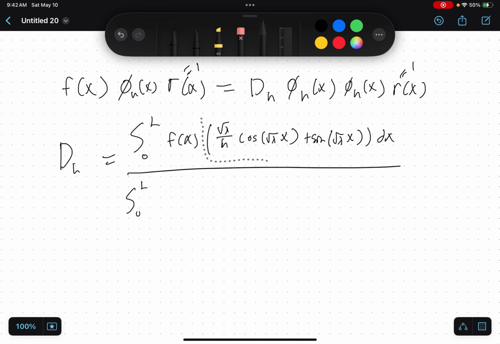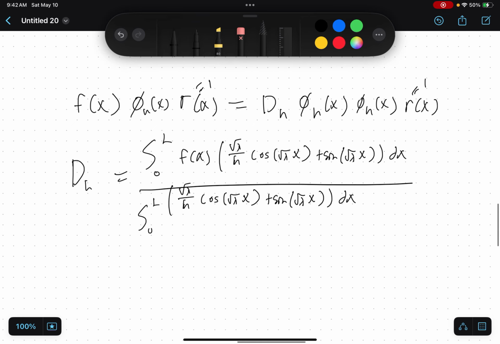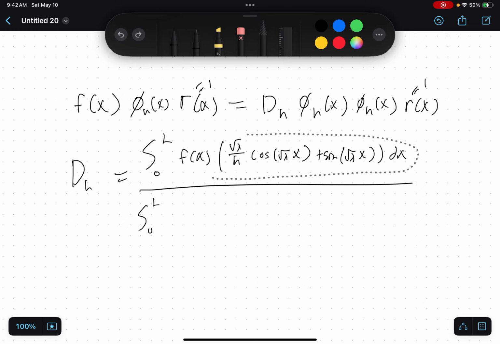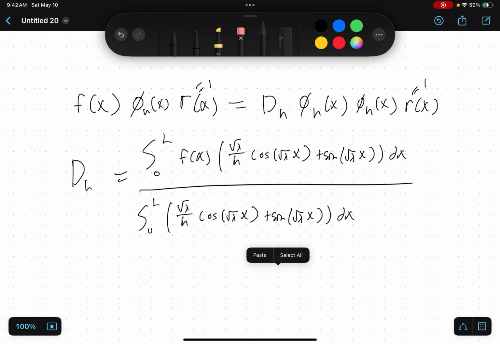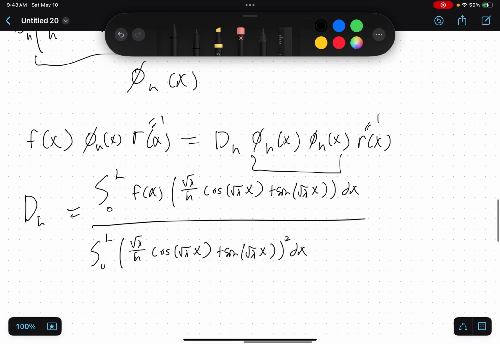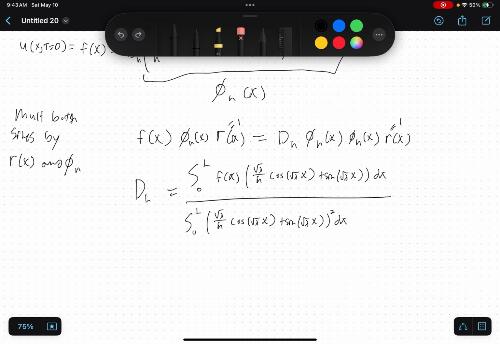Let's see, can I do this? Copy, paste. No. Dang it. I'm not gonna redraw it, I'm gonna copy it, even if I have to sit here all day. Cool, but now, this is squared because there's 2 of them. So the top has the f of x, the bottom has a square. That's the solution.